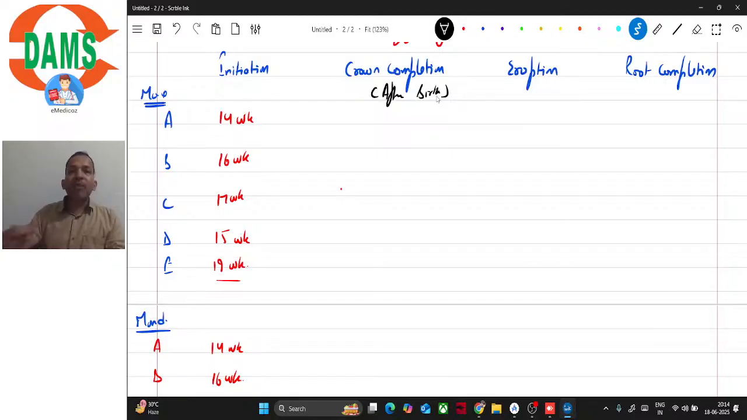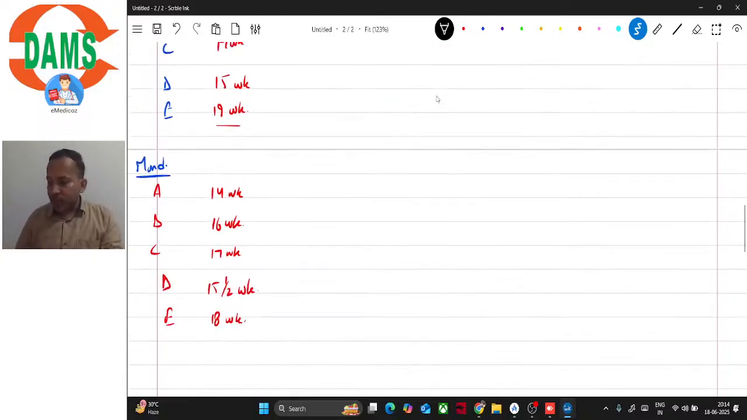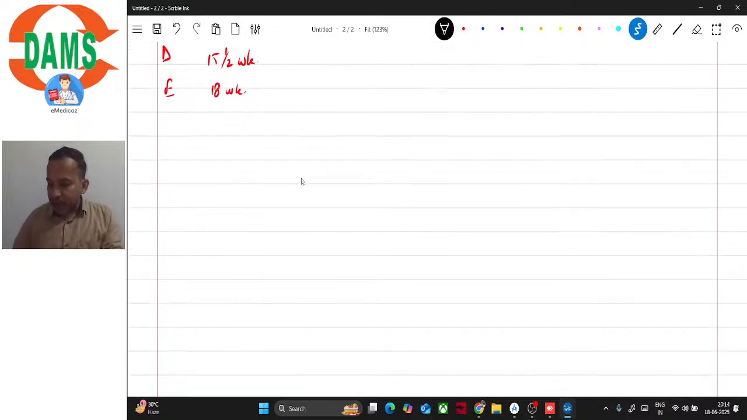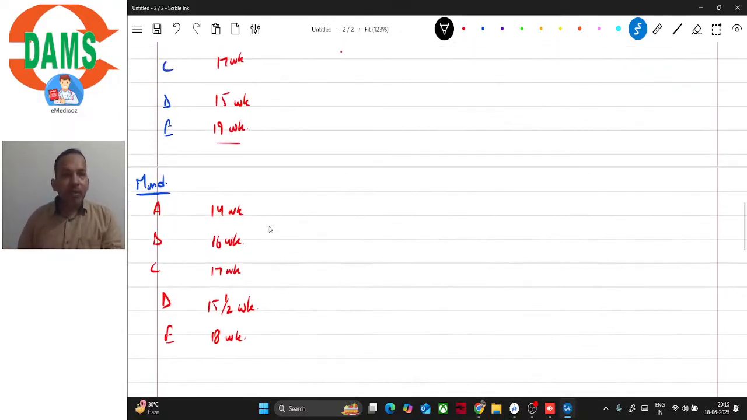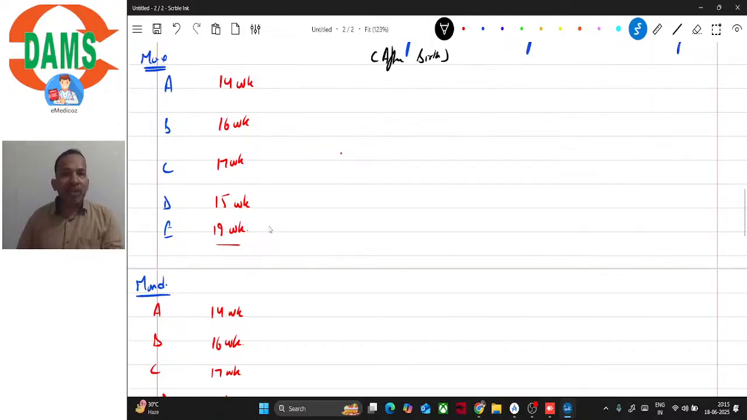So which tooth will be the first to complete? If we are talking about dates, just remember 1.5, 2.5, 3, 6, 9, 10, 11 and 12. So these are the dates for the crown completion of the primary dentition. So which tooth is the first to complete? Obviously the one that initiated first would complete first. Now you must be wondering whether it would be the lower central incisor or upper central incisor or both. So the answer here is it is the upper central incisor that completes before the lower central incisor, right?